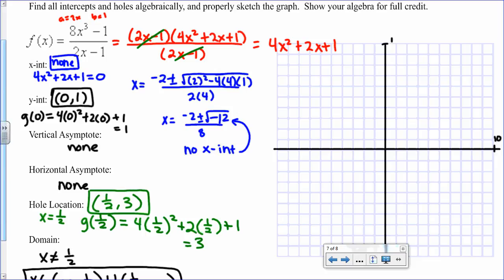have any asymptotes. So right now, the only thing showing up on my graph is this y-intercept at (0, 1). Okay. And I know that there's a hole at (1/2, 3). What type of graph is this again? It's a parabola. It's quadratic. So what's the most important point of a parabola? The vertex. Do I have the vertex?